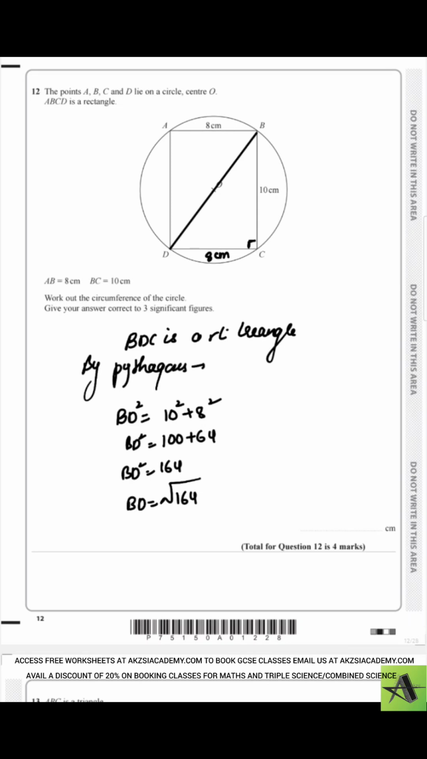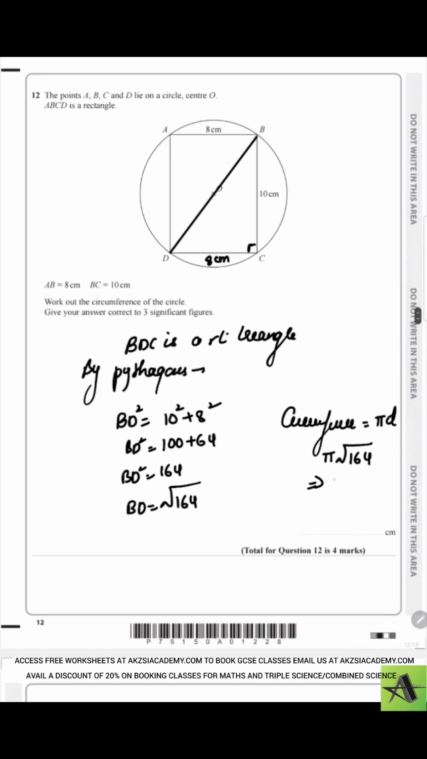Either I can directly apply the formula for the circumference, which is pi d. The formula to calculate the circumference of a circle is either 2 pi r or pi d. So since we have already calculated the diameter, I'm just applying the formula pi d. So pi and d is root 164, and the final answer is 40.2 centimeters, because they have mentioned that the answer should be to 3 significant figures. So the final answer is 40.2 centimeters.